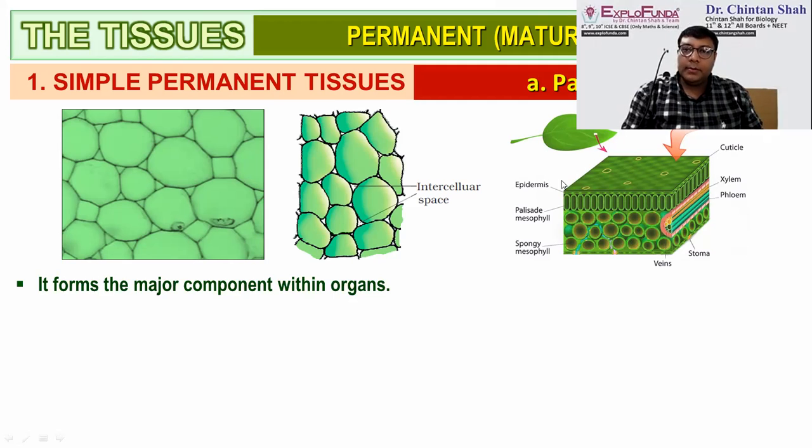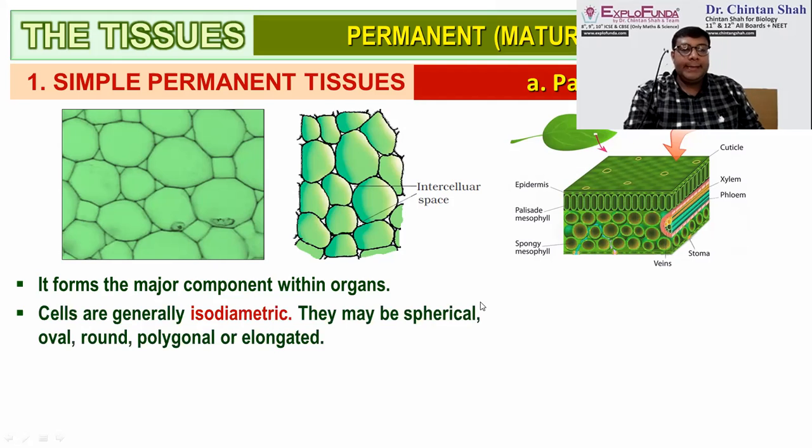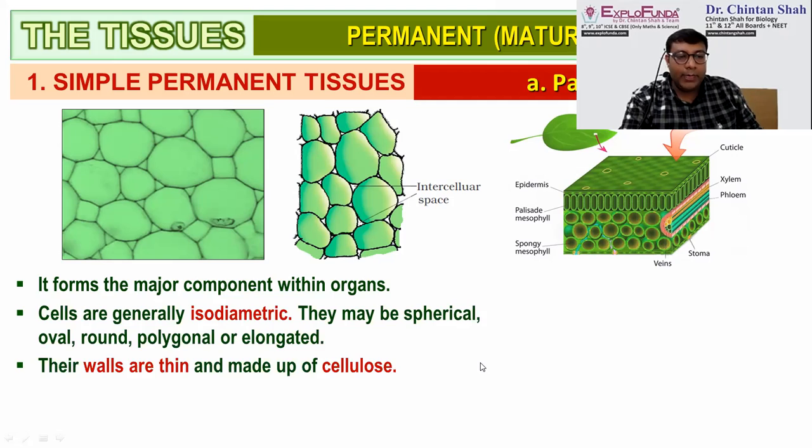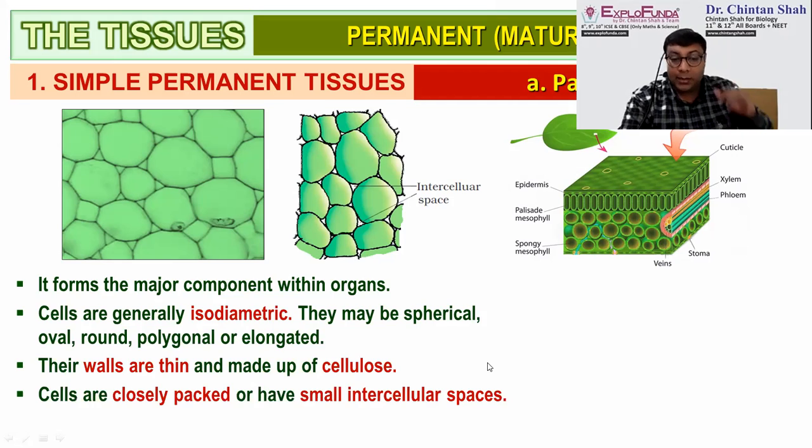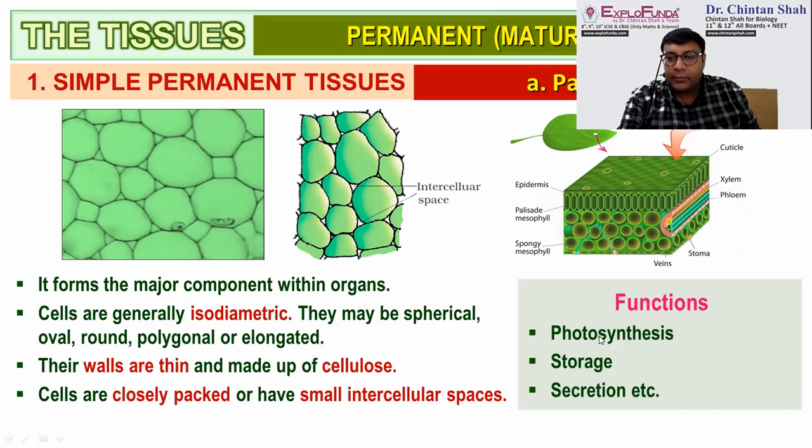Okay, and then after, cells are generally isodiametric, and they may be spherical, round, polygonal, elongated, or oval. Their cell walls are thin and made up of cellulose, and they are closely packed or have some intercellular spaces. So in the case of palisade, it is closely packed, but in the case of spongy tissue, it has some intercellular spaces. Okay, functions are photosynthesis, storage of food, and secretion.